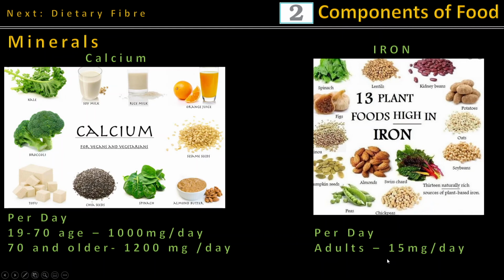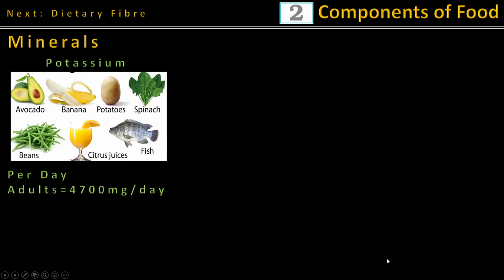Now let's go to potassium. How does potassium help? It helps with many things, like blood clotting. The foods are avocado, banana, potato, spinach, beans. These are all related to potassium. Per day, how much do we need? We need 4,700 milligrams of potassium every day.